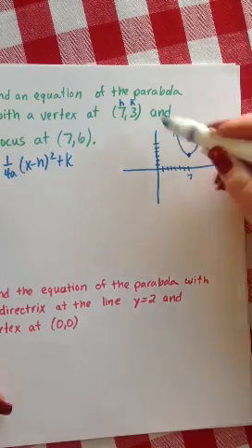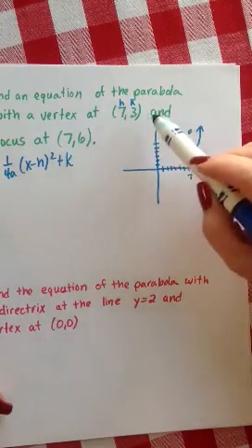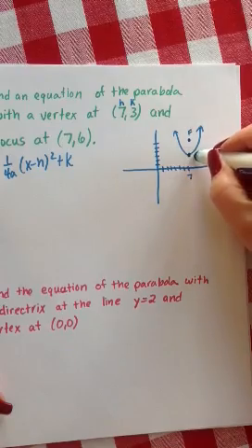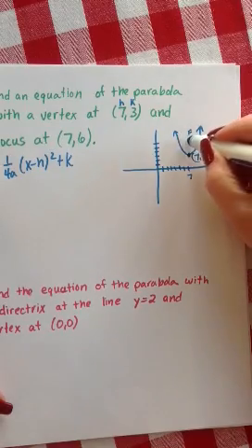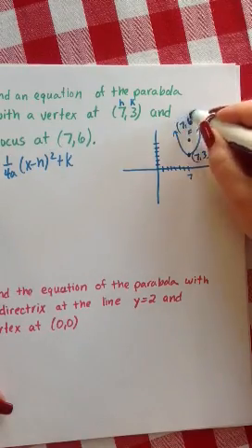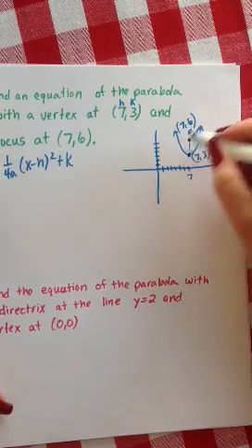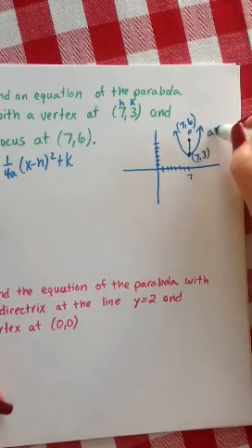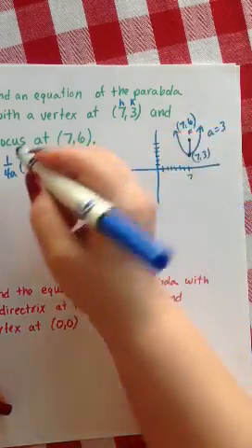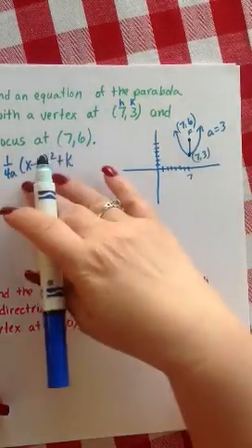So in our problem, the distance between (7,6) and (7,3), because this point here is (7,3), and the point here is (7,6), how far do you think it is from here to here? From 6 to 3, it's 3. So then we know that a is equal to 3. So I think I know everything I need to write my equation now.